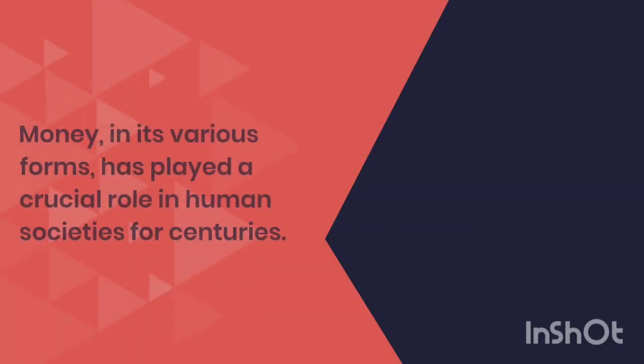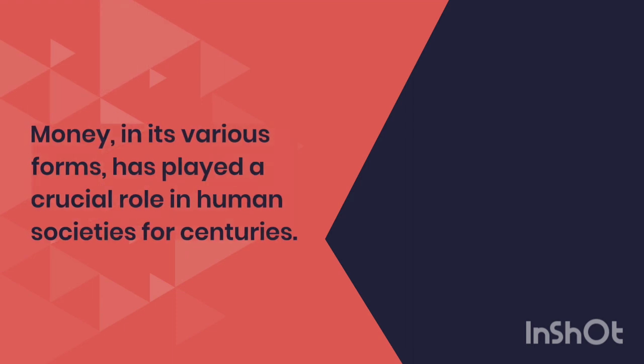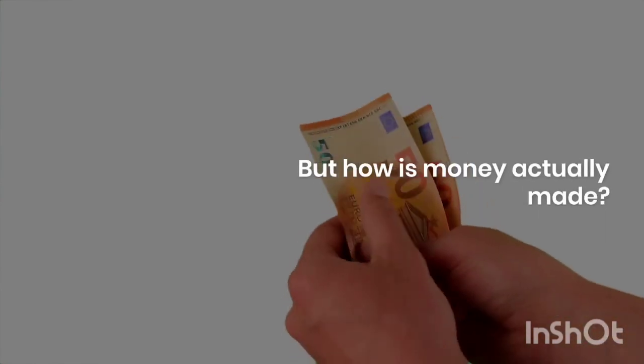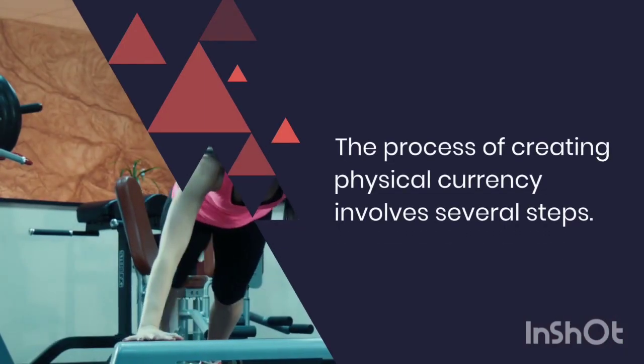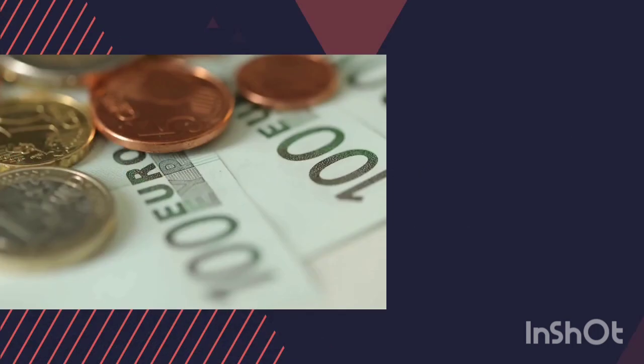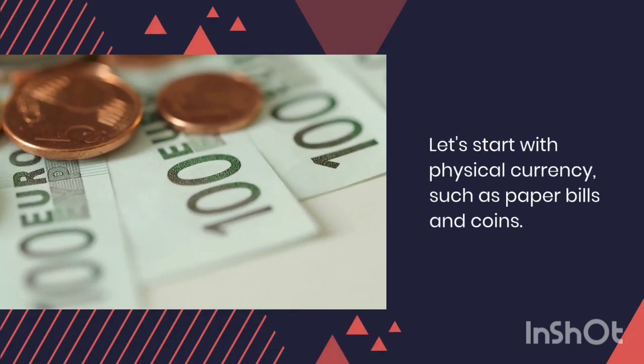Money, in its various forms, has played a crucial role in human societies for centuries. But how is money actually made? In this video, we'll explore the process of creating money and the different forms it can take. Let's start with physical currency, such as paper bills and coins.